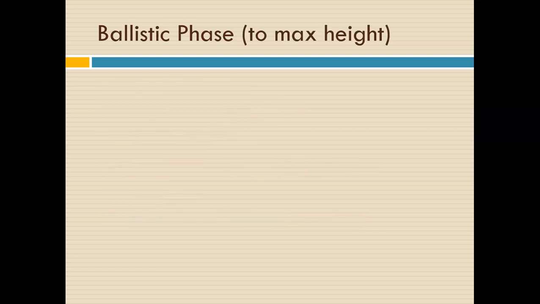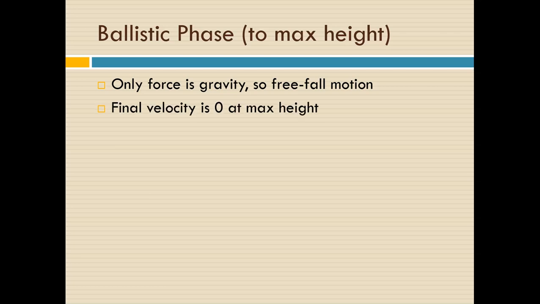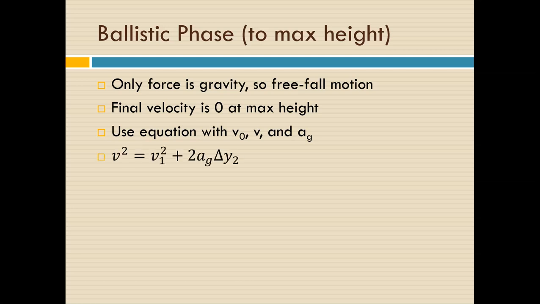Okay, let's keep going. On the ballistic phase, we know that only gravity is working on it, so therefore it's free fall. So we know the final velocity is 0, we know the initial velocity from the previous phase, and we know the acceleration. To find the height, we need the equation which has delta y, v0, v, and a sub g. And that gives us, of course, that equation, v squared equals v1 squared plus 2a sub g times delta y2.